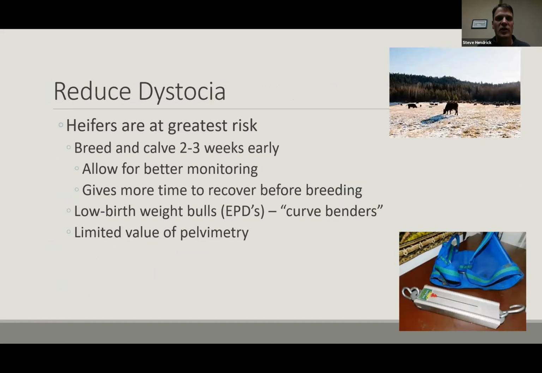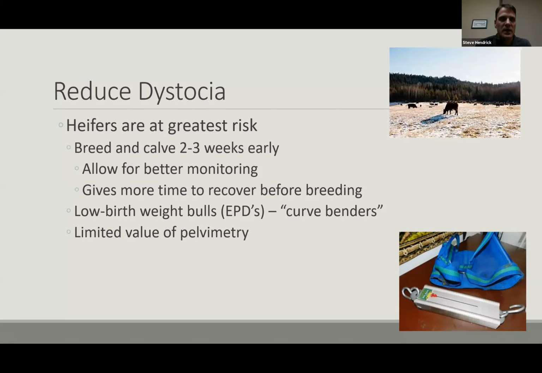So reducing dystocia. I don't think I have to tell many of the producers listening or watching this webinar that heifers are at the greatest risk of dystocia. In my experience, the dystocia rate in heifers versus cows is probably at least 2 to 3 times. That's why we tend to pay more attention to our heifers calving. And I think the best way to do that, in my mind, is to breed and calve our heifers at least 2 to 3 weeks earlier than our cow herd. This does allow for more time for monitoring. It gets us in the habit of watching these animals a bit closer.